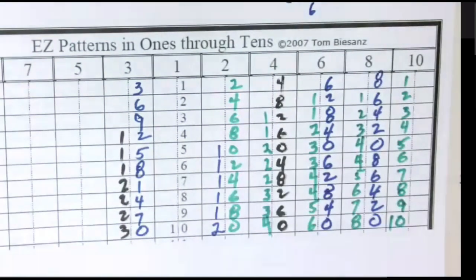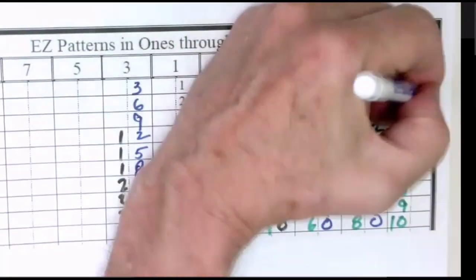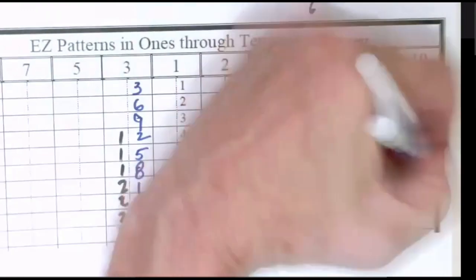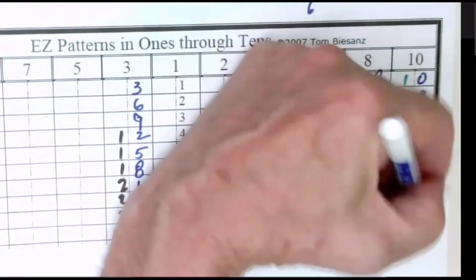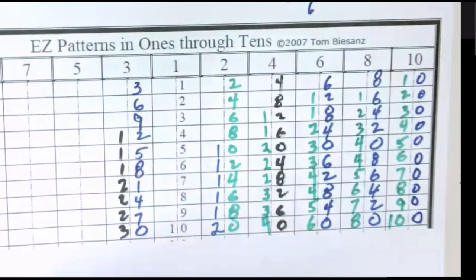And then in our ones digits, just zeros. 0, 0, 0, 0, 0, 0, 0, 0, 0, 0. Now you can see how much sense that this can make to kids.